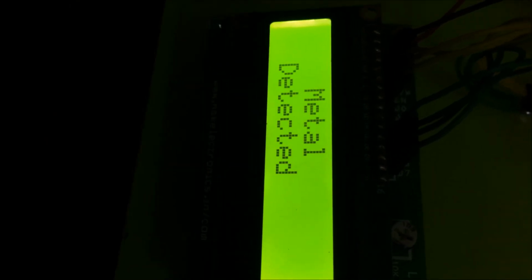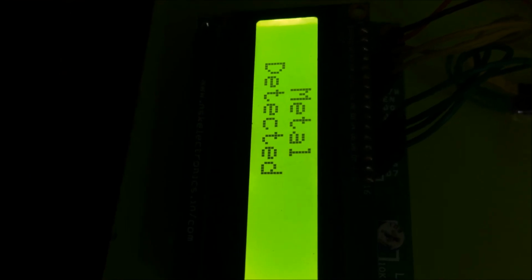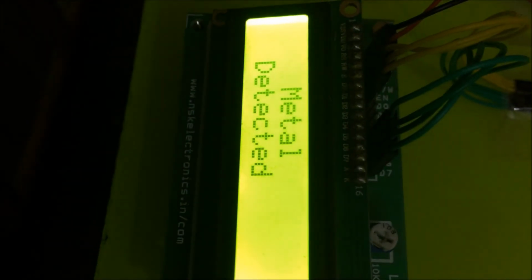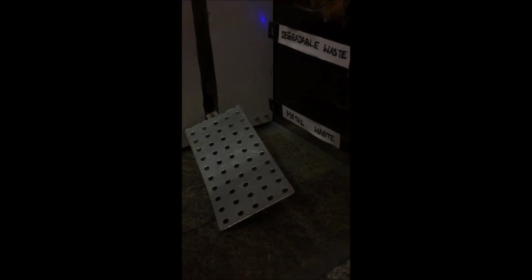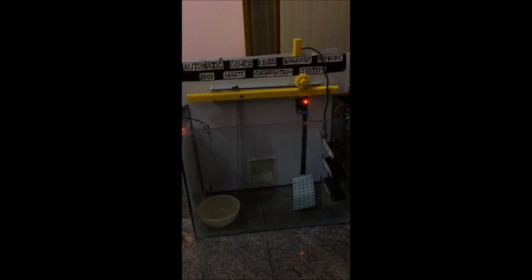When metal waste is detected, the LCD displays metal detected. Soon after metal is detected, the bin lowers to an even lower place where metal waste bin is kept and places the waste into the metal waste bin and goes back to its original position.